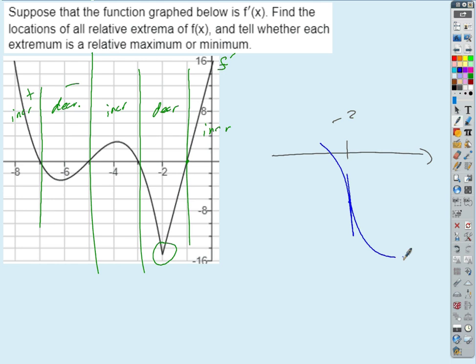It's just like a sideways? Yeah. Kind of, yeah. Make sense? Okay.